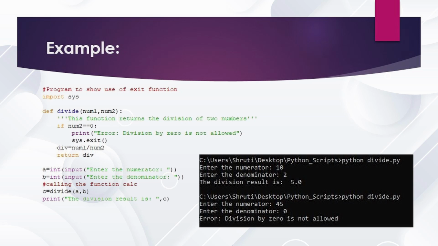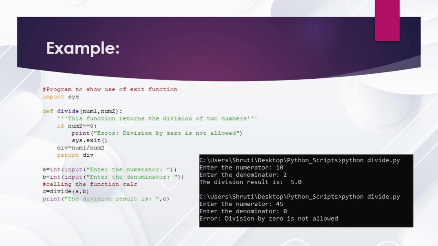The program starts by importing the sys module. Then the function divide, with two parameters num1 and num2, checks whether the denominator num2 is 0. If num2 is equal to 0, then it prints an error message and calls the sys.exit function to terminate the program immediately, skipping any code after that. But if the values are valid, it proceeds to perform the division and returns the result, which is then printed.